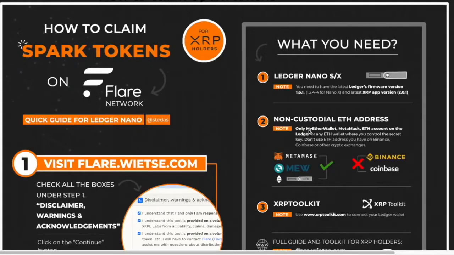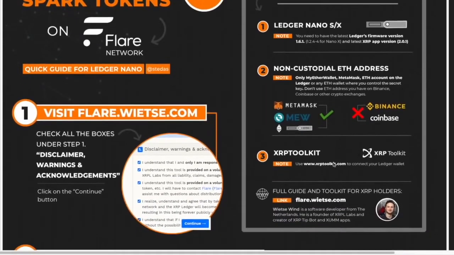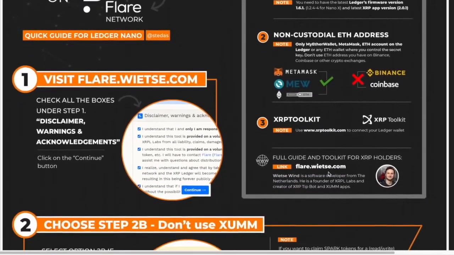So you need a non-custodial Ethereum address, meaning you can't use Coinbase or any type of exchange. It must be like MyEtherWallet, MetaMask, Nano S, something like that. We're going to need the XRP Toolkit, which is xrptoolkit.com, to connect your Ledger wallet, and the full guide for XRP holders, which is the one we just took a look at.